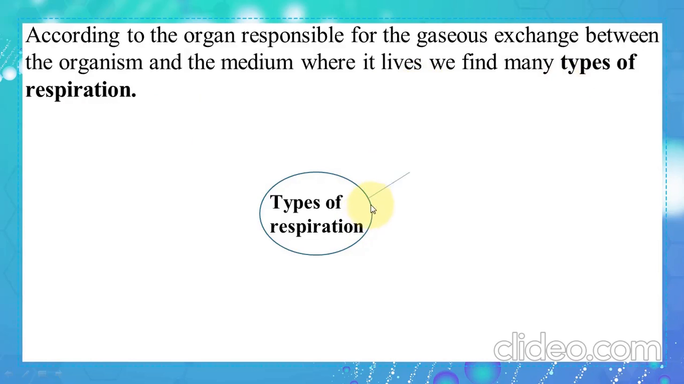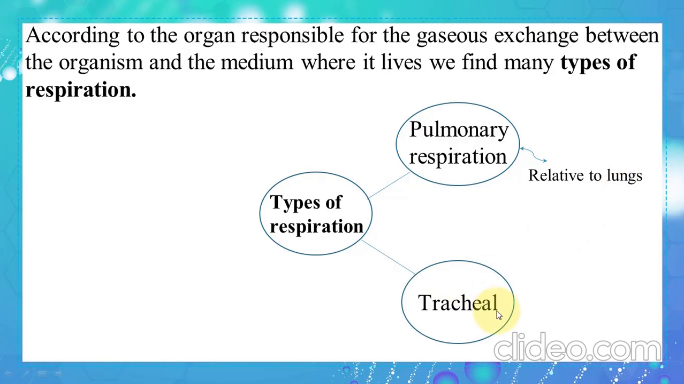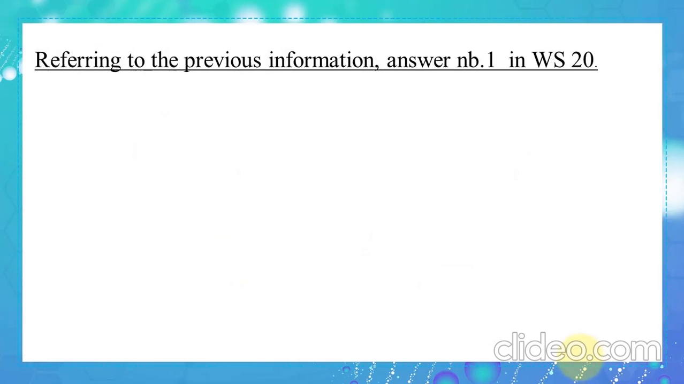The 4 types of respiration that we are going to talk about are pulmonary respiration, which is relative to the lungs, example in a human and mammals. Tracheal respiration, which is relative to the trachea, the respiratory organ of some insects. The gill respiration, relative to the gills, the respiratory organs of the fish. And cutaneous respiration, which is relative to the skin in some animals. Referring to the previous information, answer number 1 in worksheet 20.